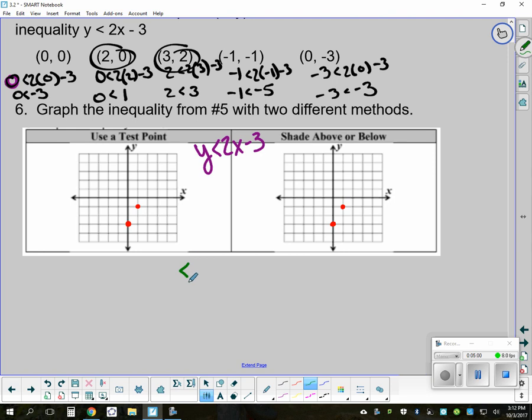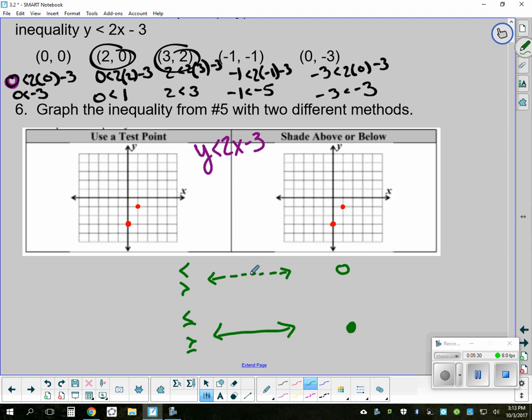If you have less than or greater than, you will use a dashed line. If you have less than or equal to or greater than or equal to, you use a solid line. This is very similar from the last chapter when we were doing inequalities with one variable and we were graphing on number lines. When you have less than or greater than, you used an open dot, and when it had the equal to part, you used a closed dot.